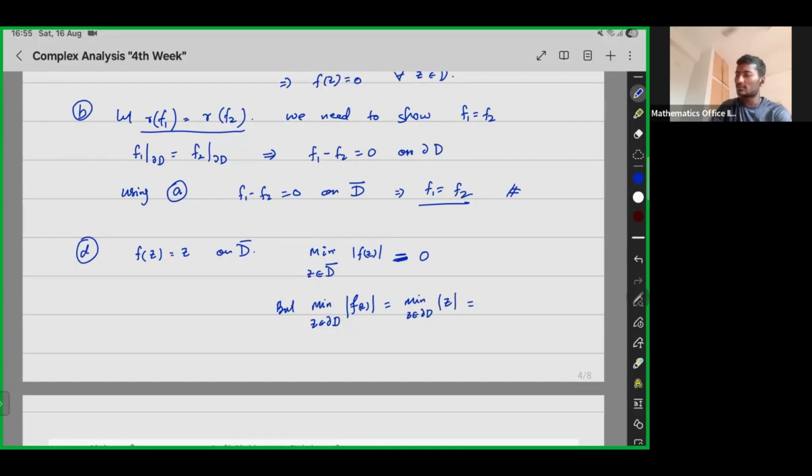f(z) is equal to z, and mod z is always 1 on the boundary, right? So these two are not equal. Okay, you understand it? The minimum modulus principle fails. So that is why we don't get a similar theorem for minimum modulus.